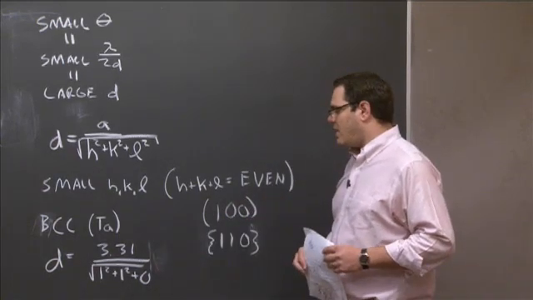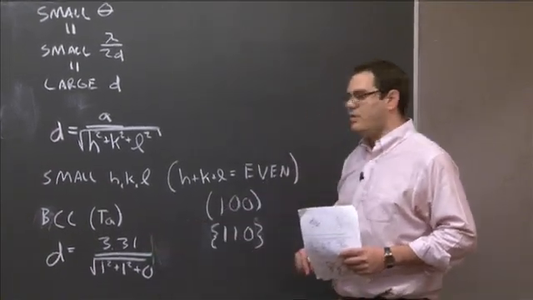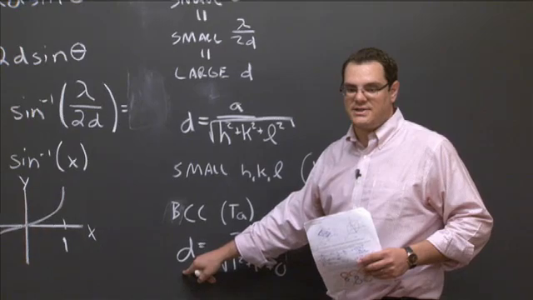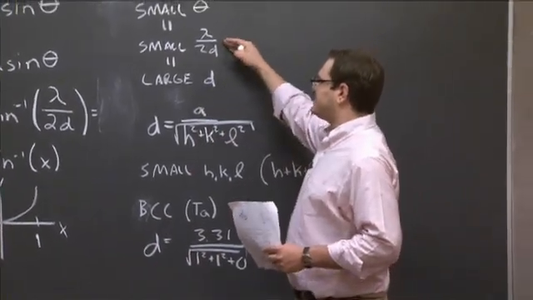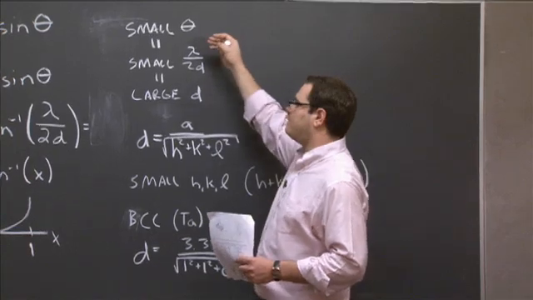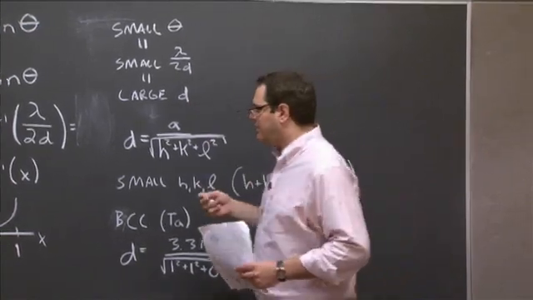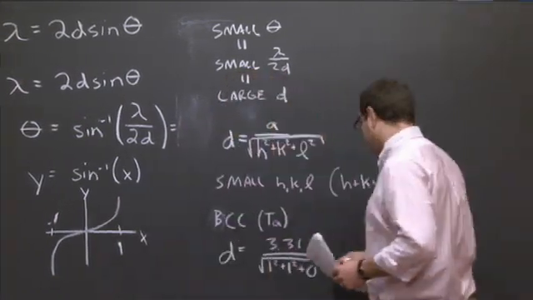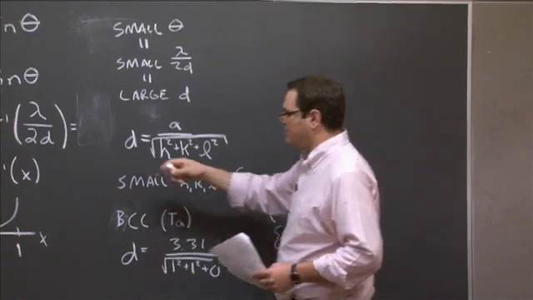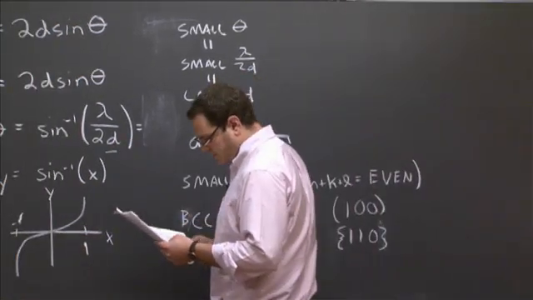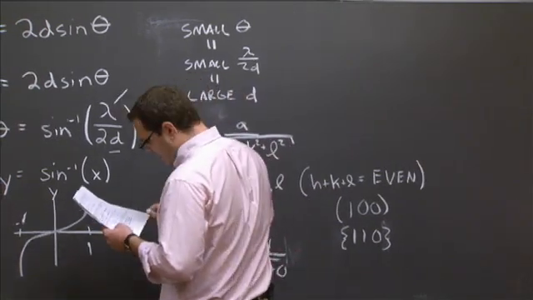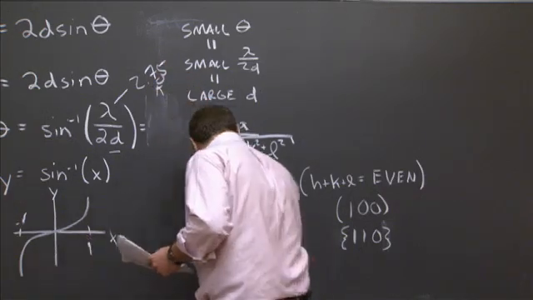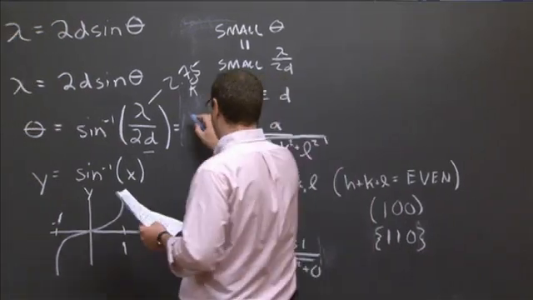So I plugged in just 1, 1, 0 for h, k, and l. You get a d of 3.31 over the square root of 2. And with that d, you know that you've just maximized the size of d, which means we've minimized the size of lambda over 2d, and that means we've minimized our theta. And now for theta, we can easily calculate, if we plug in for d, which is 3.31 over square root of 2 here, and if we plug in for lambda, which is given to us as 2.75 angstroms, we get an answer of 36 degrees.